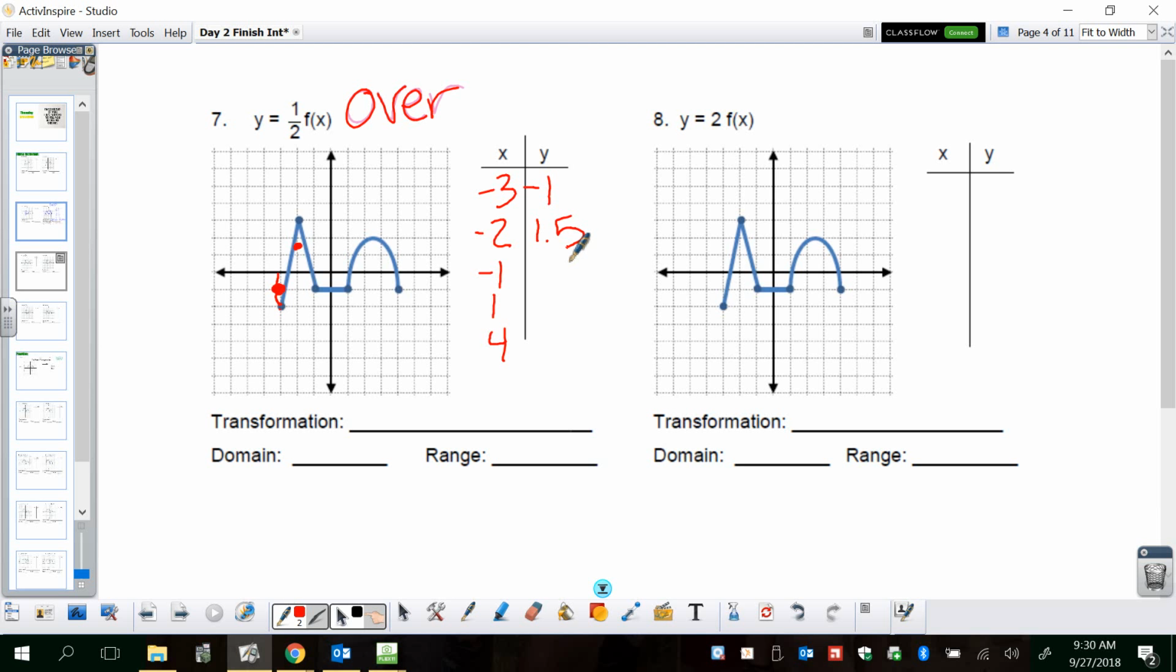Because doesn't this just mean half of y? f of x is the same thing as y, right? So that's all we're doing. We're finding half of y.